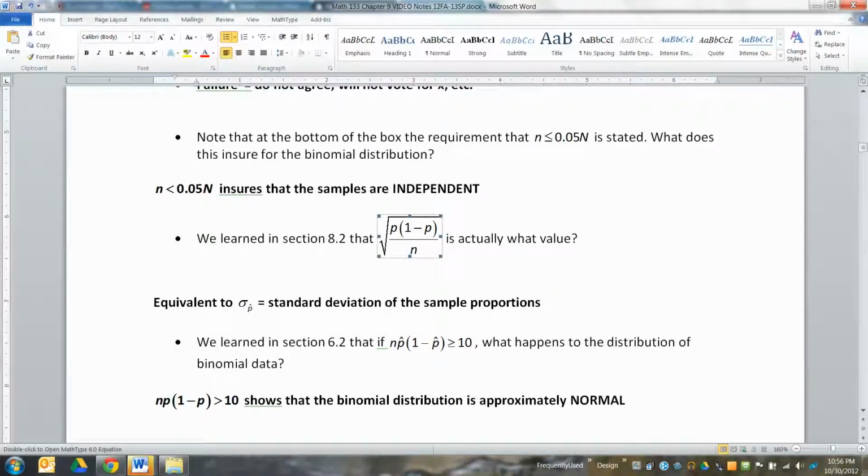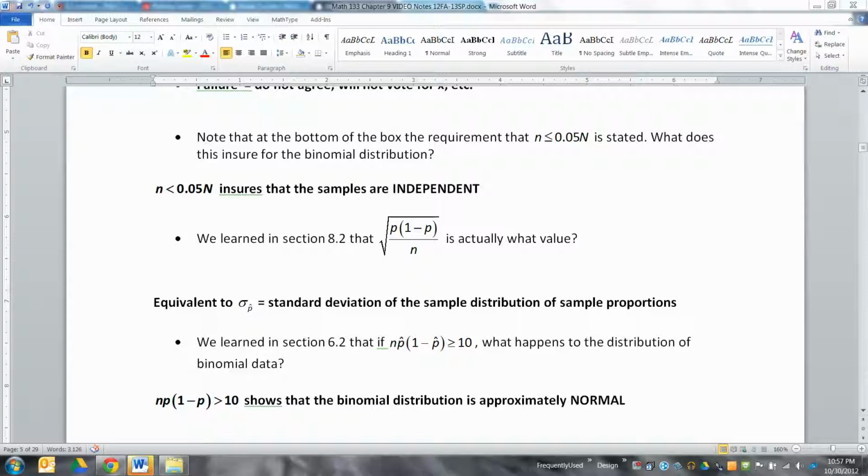We also learned what this little formula was, right? We learned that in 8.2. That's the standard deviation of the sampling distribution of sample proportions, of p-hats. In other words, if you take poll after poll after poll, how far apart should the polls be from each other? Scoop after scoop after scoop, how far apart should the proportions be? That's what this is a measure of. It's a measure of the spread of sample proportion to sample proportion.